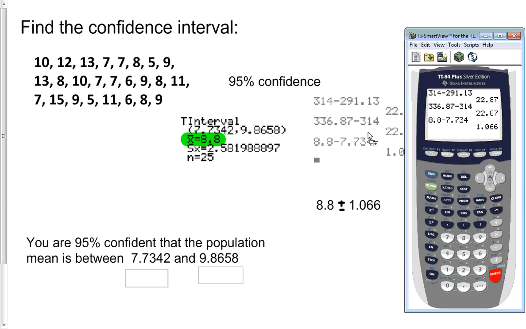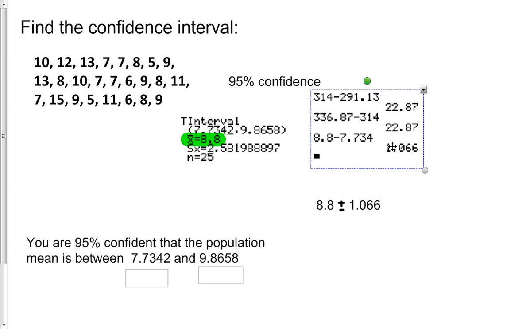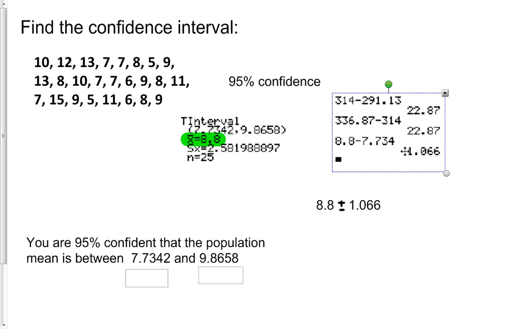And again, that's what we're looking for. We have our standard error, this is called. It's the amount of variation that we're willing to have above and below the mean. And that gets plus or minus from the mean.